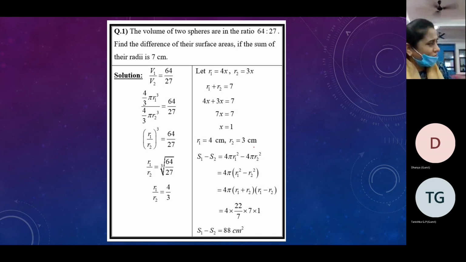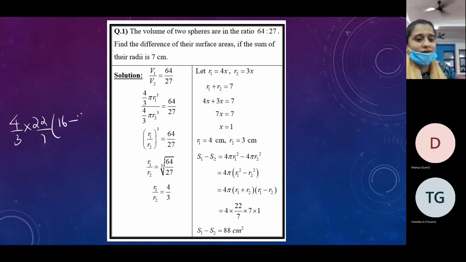Not that you should use the formula. You can substitute straight away also. 4 by 3 into pi, which is 22 by 7, into R1 square, 4 square, 16, minus R2 square, 3 square, 9. You can do it like this also. The difference is 7, so 7 and 7 get cancelled.